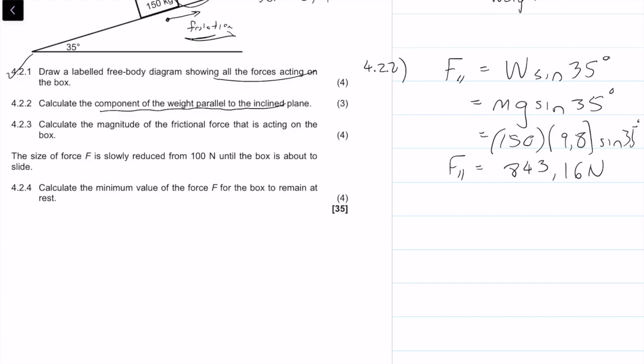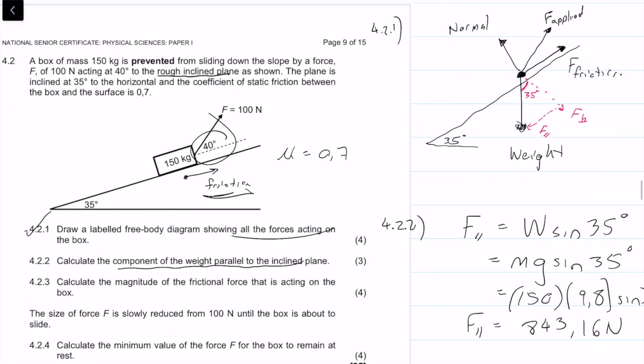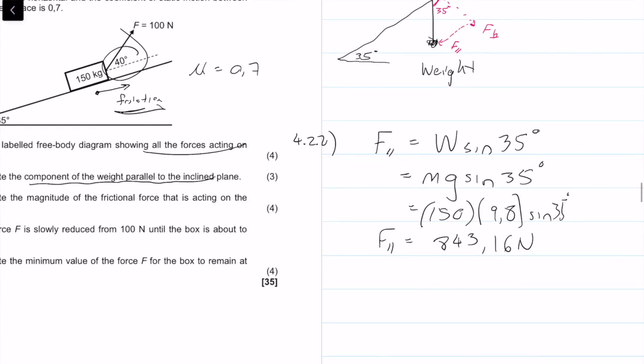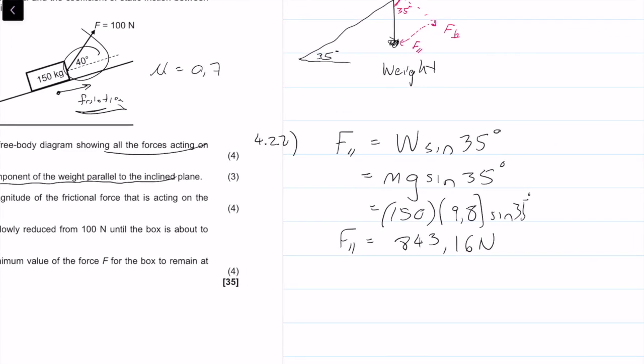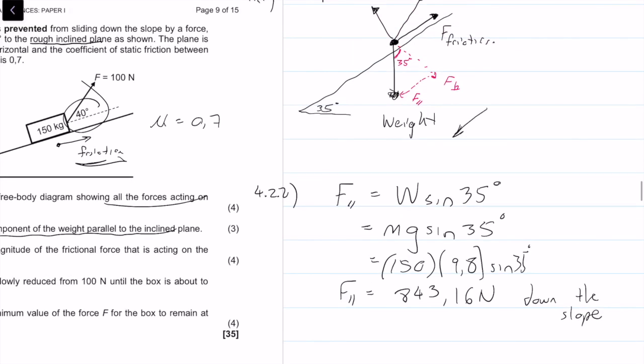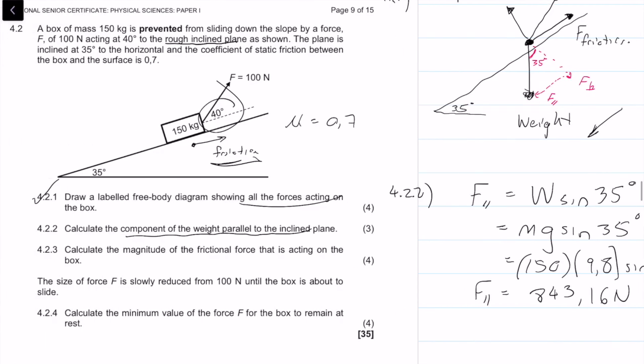And we should actually give a direction because that's a force, and we can say down the slope. So the direction is, it's acting down the slope. It's acting in that direction. Then that we get 3 marks for. Cool stuff.